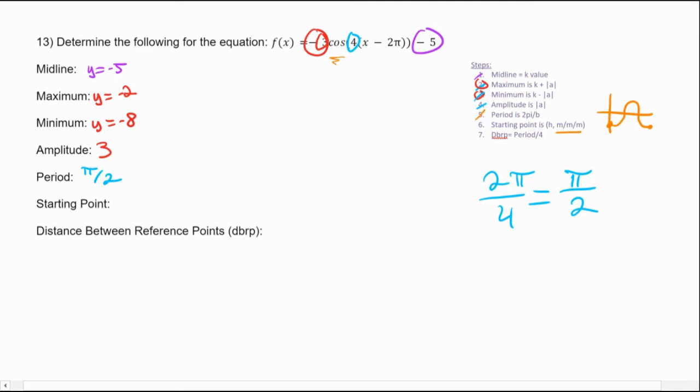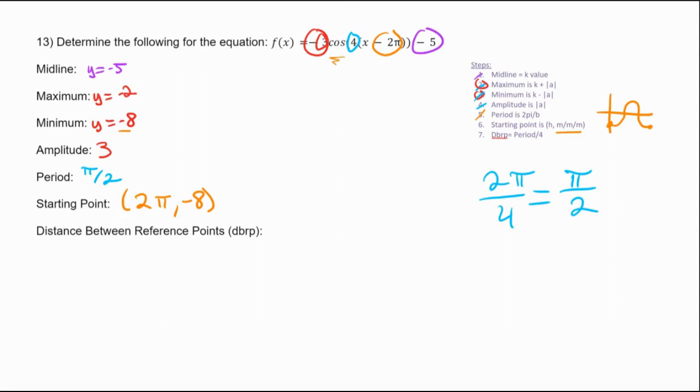So the other thing that we're going to do is find the h value, which is just 2 pi, because we're moving to the right 2 pi. So my starting point, x value is 2 pi, y value is the minimum, which I know is -8. So that will be my starting point if I were to graph this.